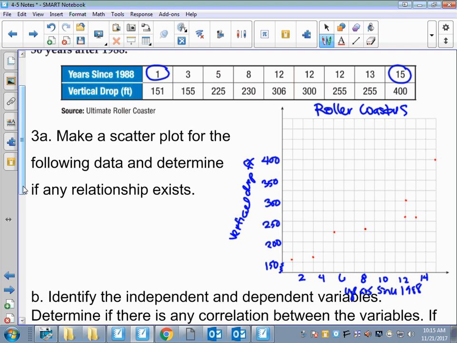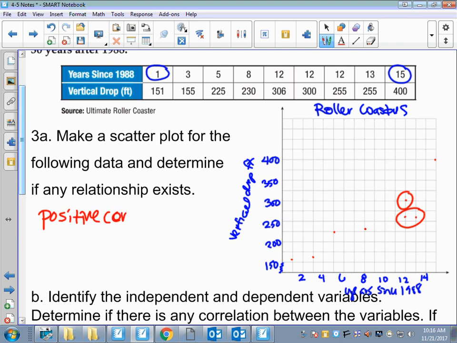You do see kind of a trend, and if they were to use more roller coasters, you'd probably see the trend even greater. It is a positive trend. It's not super steep, but the numbers are increasing at a gradual rate. I know we went up to 300 here and then only 255 here, but it was still higher. As the years beyond 88 increase, as time goes on, the vertical drop increases as well. So this is a positive correlation.